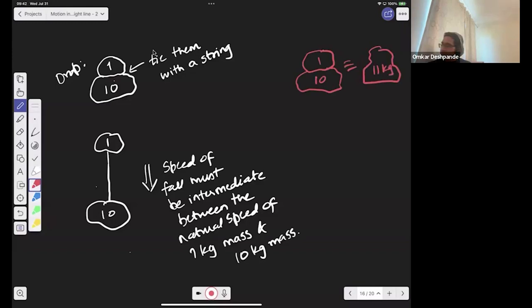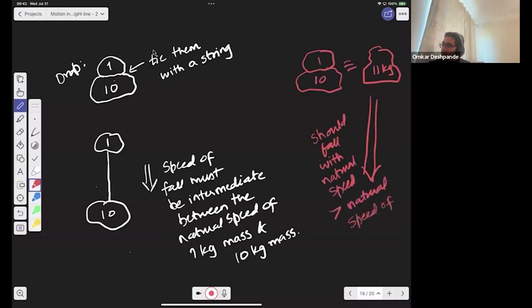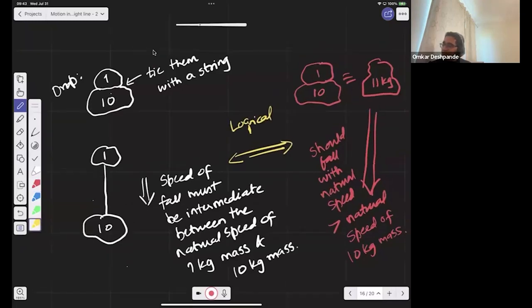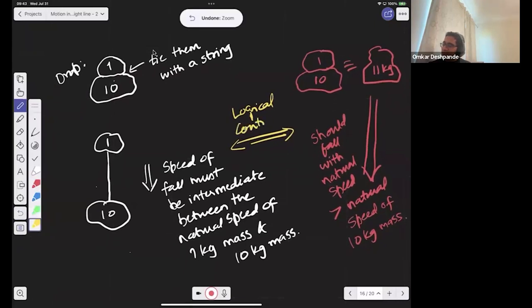It should fall with a natural speed that is more than the natural speed of a 10 kilogram mass. So effectively what we have is a contradiction. This is a logical contradiction. How can both of these be true? There's something wrong, some wrong assumption that we have made, which is leading to this contradiction.